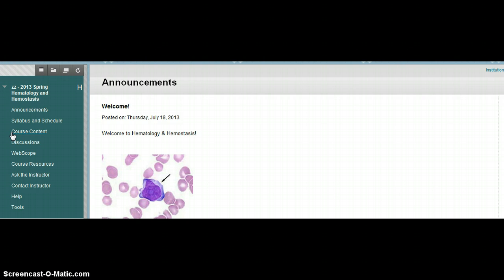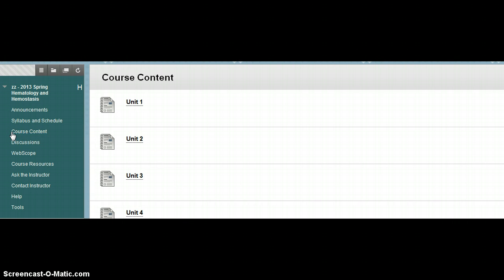Next, we want to look at course content. You can see that the course is actually divided into 5 modules. Unit 1 is an introduction. Unit 2 is red blood cells. Unit 3 is white blood cells. Unit 4 is platelets. And then Unit 5 is hemostasis and coagulation.